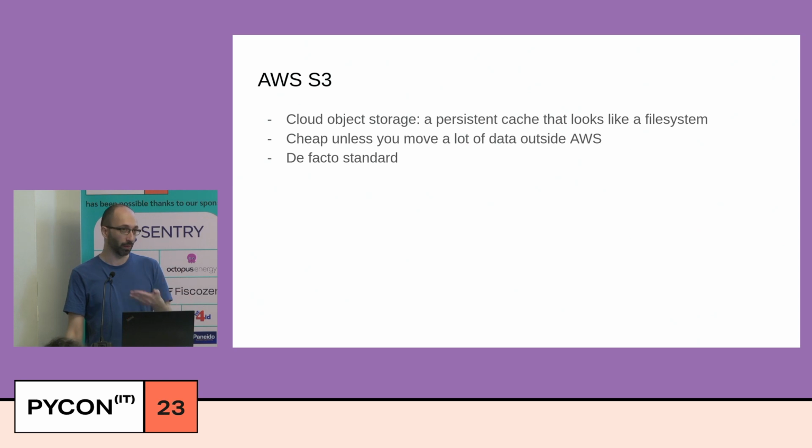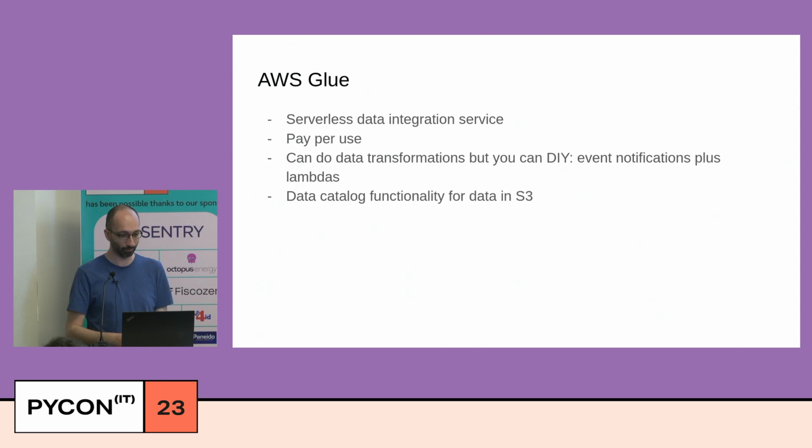Every cloud platform, if you're not using AWS, offers a comparable or even compatible service. So not much of a lock-in. Then the second service is AWS Glue, which is a serverless data integration service. Being serverless, you pay by the use. And if you're not a heavy user, it's very cheap.